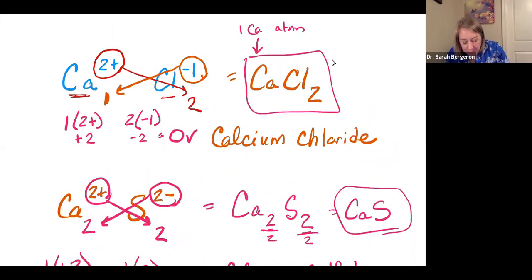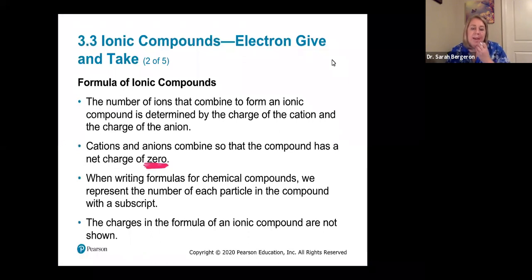Calcium atom. And then we have 2 chlorine atoms, right? So our subscript tells us how many. And then the charges of the individual ions in the formula, we don't show them. When we were writing them, we were trying to figure out how to do it, we showed them, but in our final, you had calcium chloride, CaCl2, right?